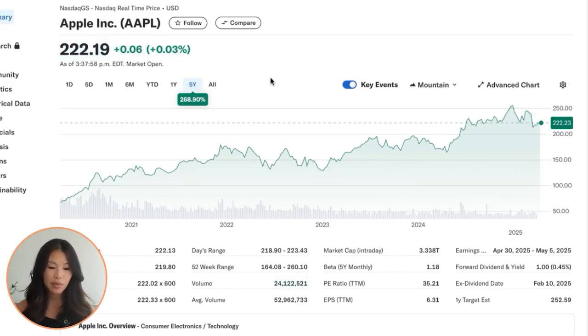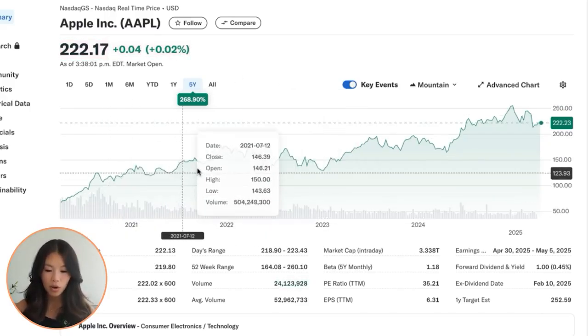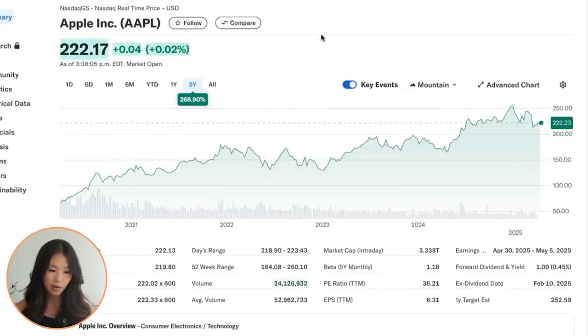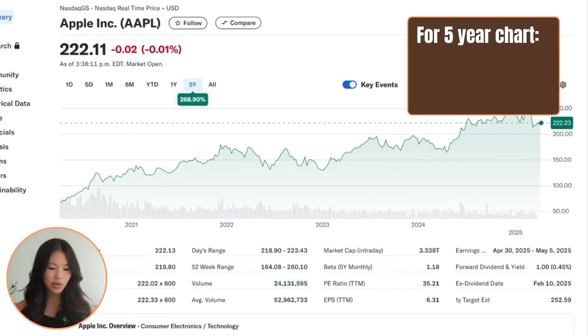When investing, we want to pick companies with a generally upward trend over the long term. Apple, for example, clearly shows steady long-term growth despite some dips along the way. Ask yourself these questions for the 5-year chart. 1, does the stock show steady long-term growth? If yes, that's usually a good sign of a healthy company.